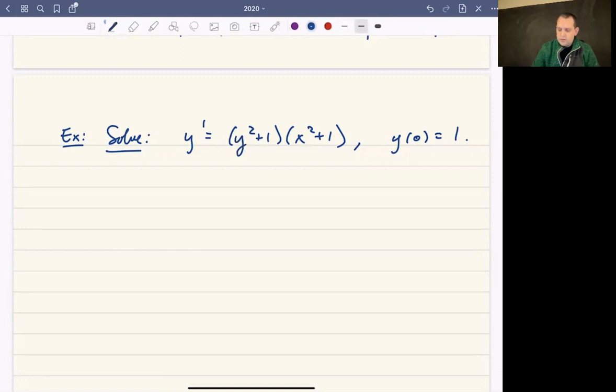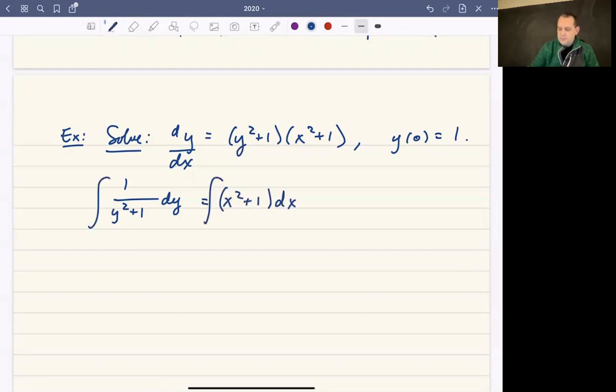And so what we'll do is we'll replace y prime with dy dx. So dy dx. And then we'll get all the y's on one side, all the x's on the other, and go from there. So we end up with 1 over y squared plus 1 dy is equal to x squared plus 1 dx. And then we'll integrate both sides.